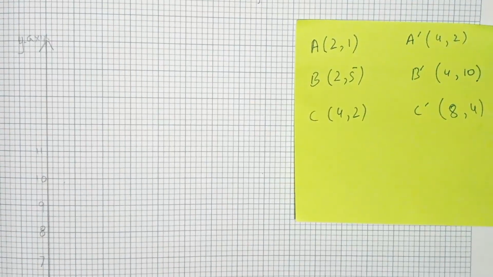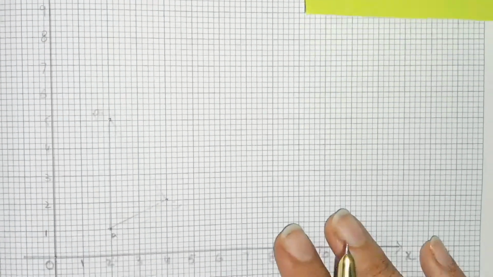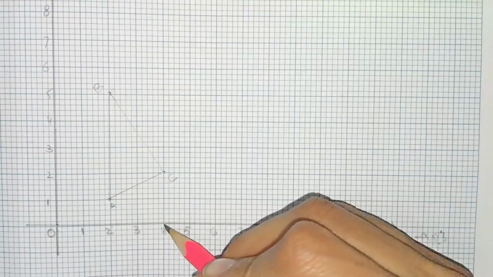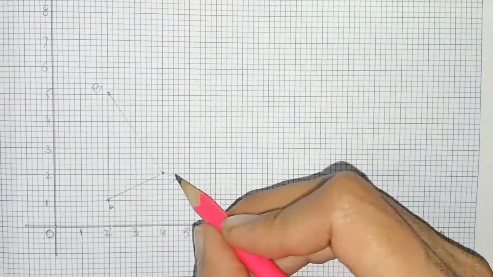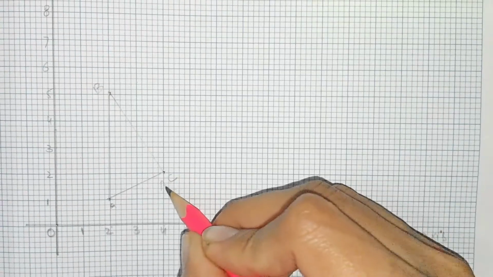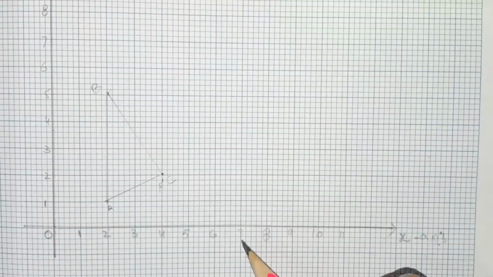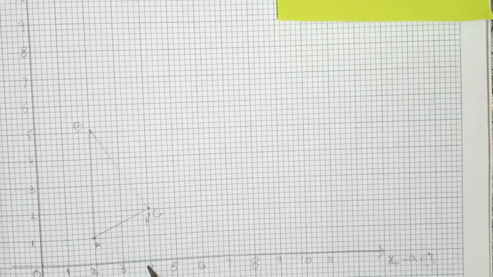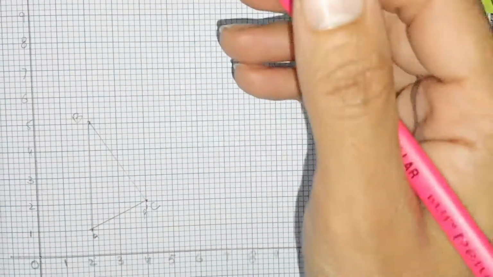Now we have to plot these points A prime, B prime and C prime. A prime is (4, 2). This is 4 on the x-axis and 2 on the y-axis. And B prime is (4, 10). B prime is (4, 10). This is 4 and on the y-axis 10. This is B prime.